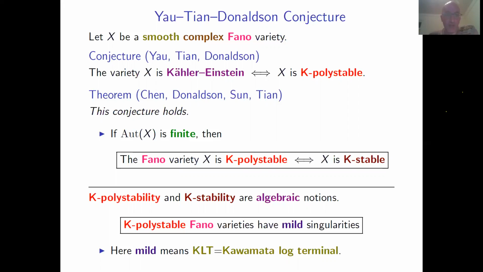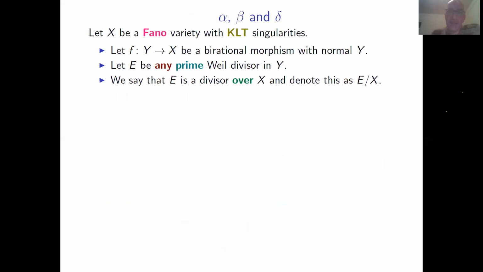Okay, so to state what K-stability and K-polystability are, as I said, I decided not to use the definition. I decided to use a recent criterion. And to use this criterion, I need to define three numbers, traditionally called alpha, beta, and gamma. To define them, we fix a Fano variety with KLT singularities. Then we take some birational morphism f: Y to X with Y normal. So this f can be the identity.